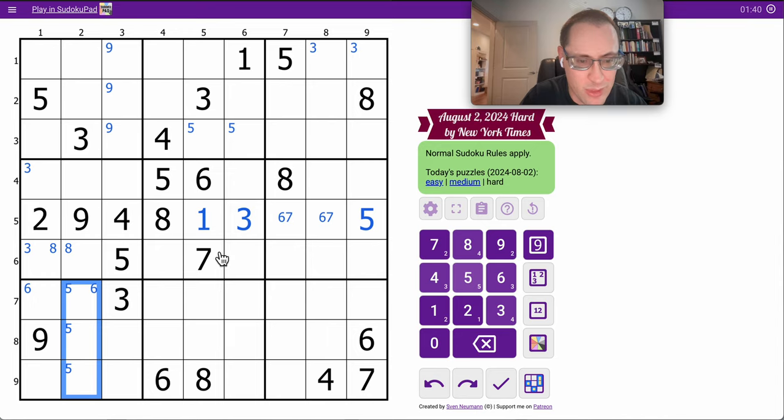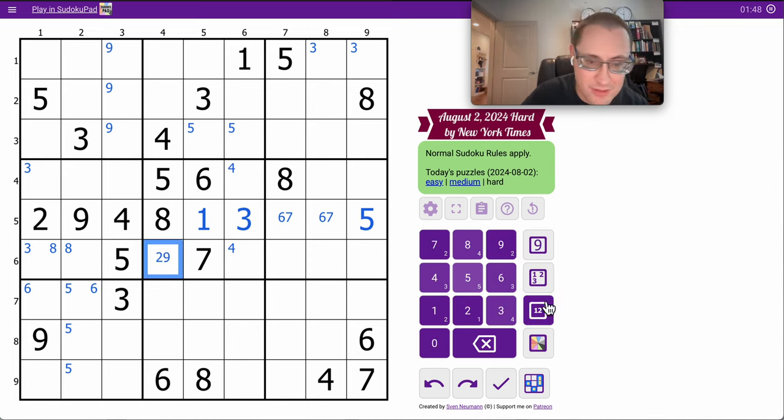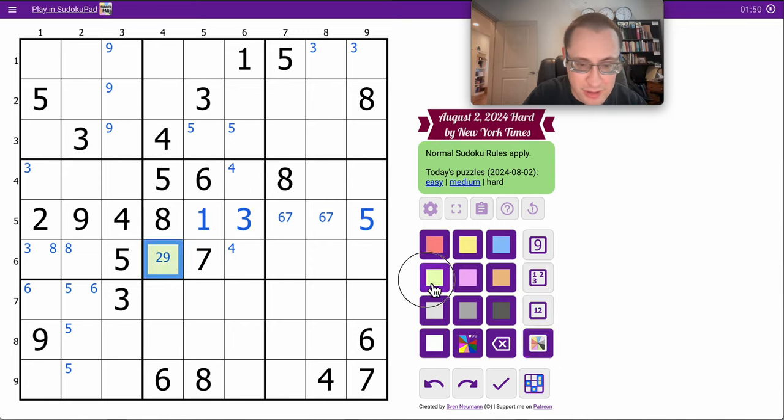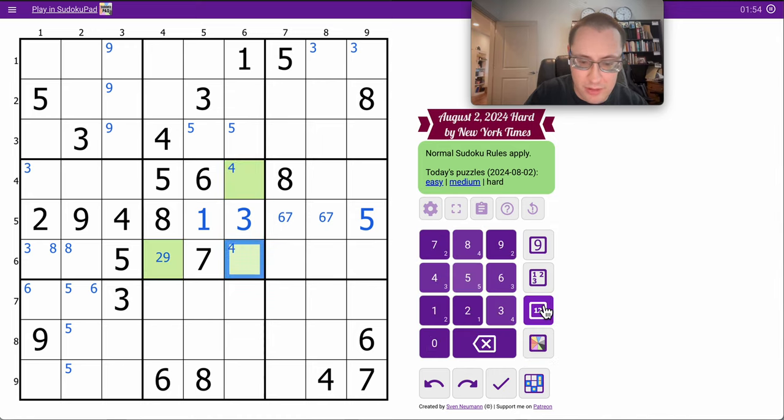Let's see. 1, 3, 5, 6, 7, 8. Okay, 4 has to go there because this can't be 4, so it's 2 or 9. And that's going to form my first triple in the grid. I can go ahead and mark up because the other two digits are not disambiguated.